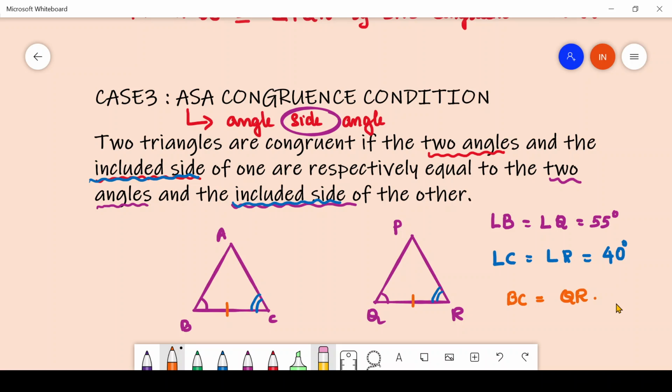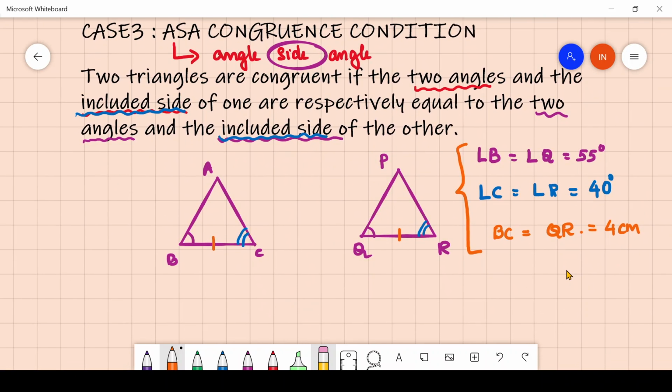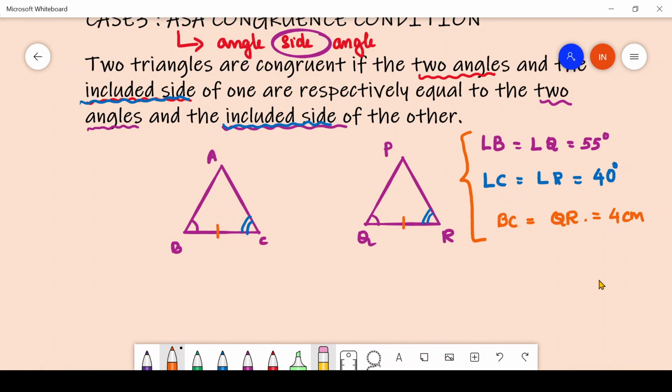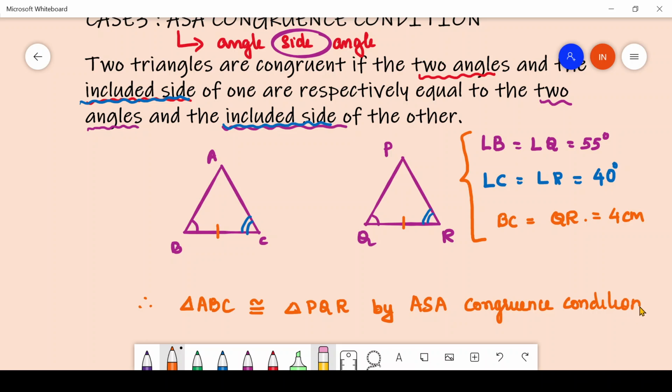In this condition, I'm taking it as 4 centimeters. So we have got two angles and the included side equal to each other for both the triangles. So in this case, we can write triangle ABC is congruent to triangle PQR by which criteria? Yes, ASA congruence condition. Okay, so I hope it is clear for you.